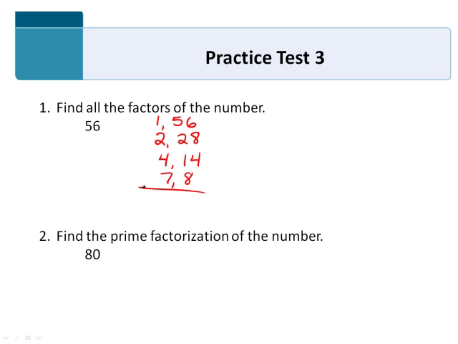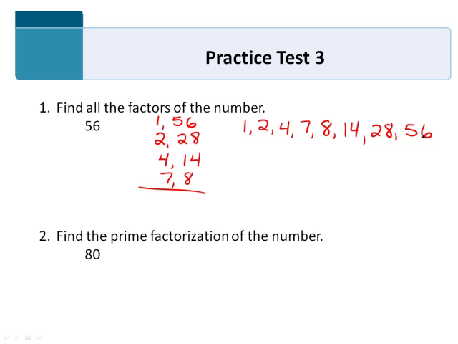Most of the time when you're putting them into your web assignments, into the homework and quizzes, you'll usually just put the numbers in a list separated by commas. You can put them in numerical order if you want to, or they don't have to be in numerical order. It doesn't matter, but make sure you've got them all listed there. Okay, so 1, 2, 4, 7, 8, 14, 28, and 56.